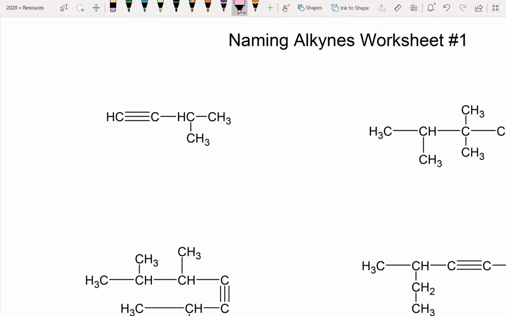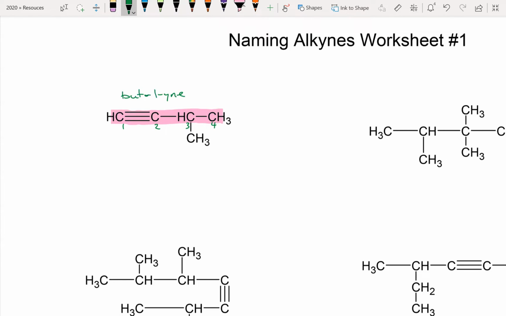So let's have a look at our first chain here. The first thing we do is look for the functional group, in this case being an alkyne. If we go along here, we see the alkyne, and we see that our chain is 4 long. So we number it. Remember, we number it so that the functional group has the smallest possible number.